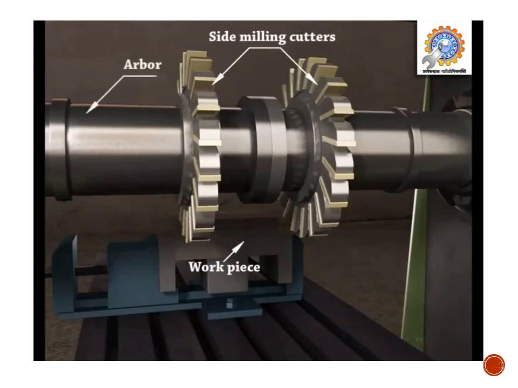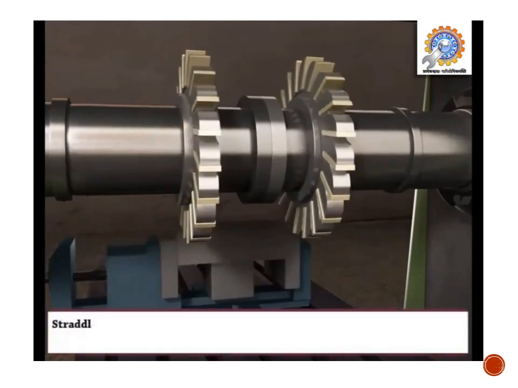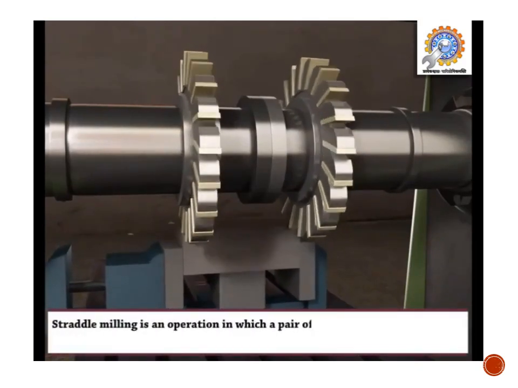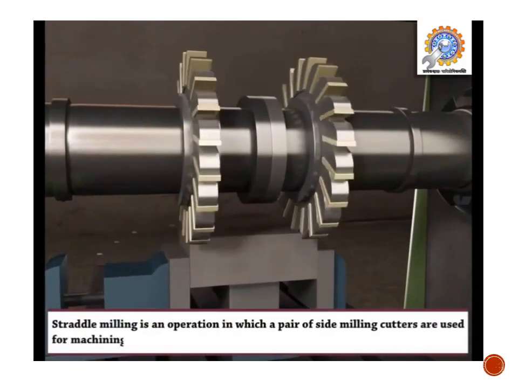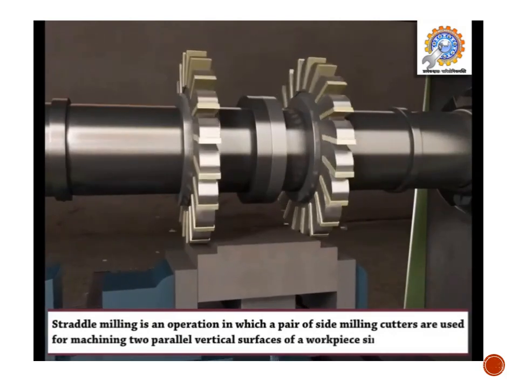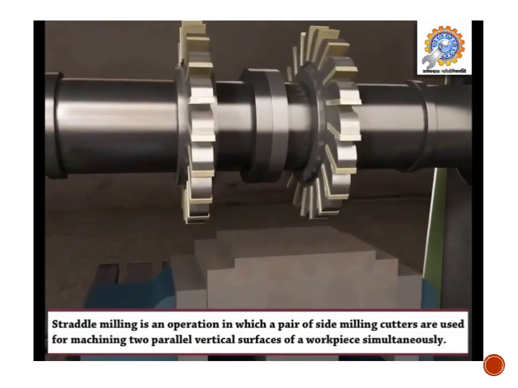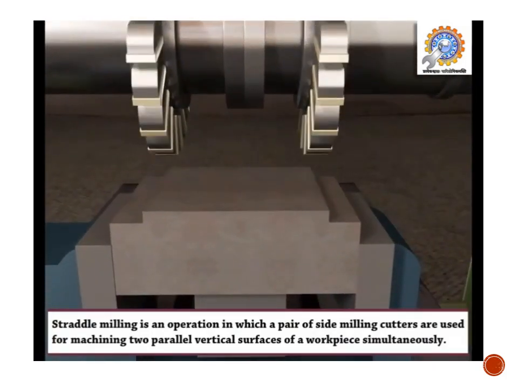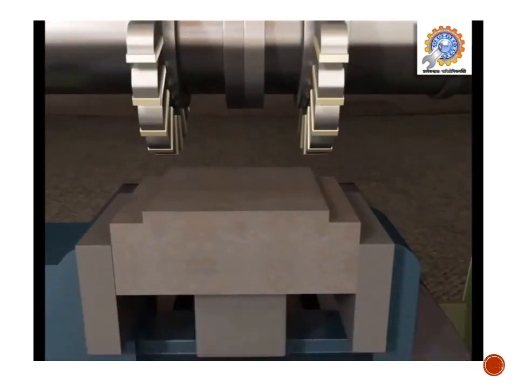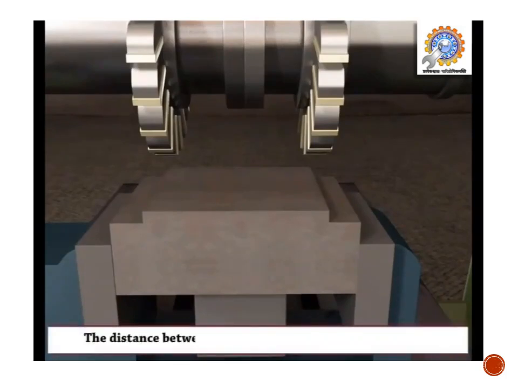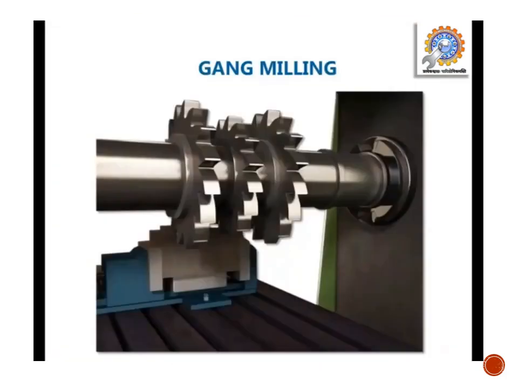Now coming to straddle milling. Multiple cutters are used. They are positioned as per our requirement. You can see how the working is happening. Simultaneously, the contour will be cut. So it is going to minimize the working time, and production will be very fast. The distance between the cutters is adjusted by the spacers.